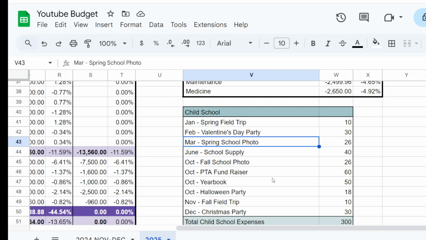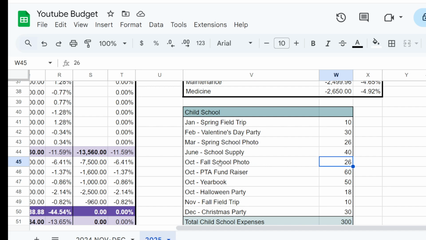And in March, there are spring school photos, which usually come to around $26. I just buy the digital copy of one or two. And in June, when school ends, they give us a school supply shopping list for the fall. I go ahead and just buy it in June so I don't forget, because I can become very forgetful. So I usually have to do all these chores or errands right away.